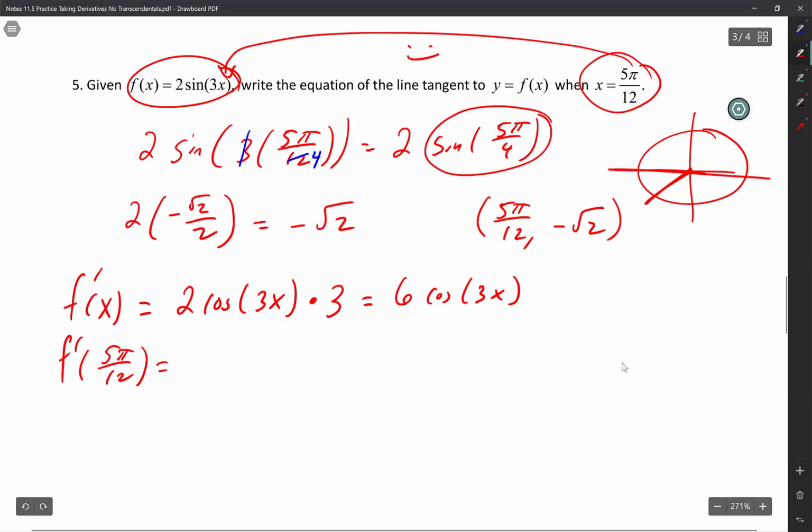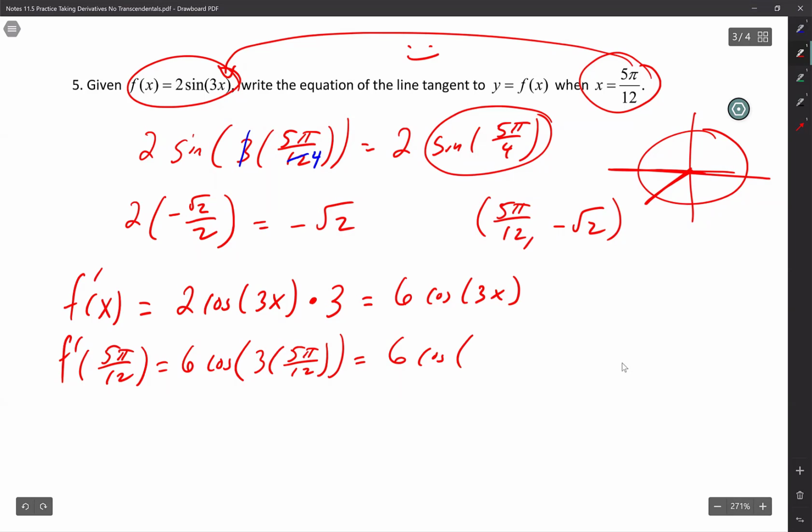What did I write to? 6 cosine 3 times 5 pi over 12. Again, that's going to be 6 cosine of 5 pi over 4. And cosine of 5 pi over 4 is negative square root of 2 over 2. So 6 times the negative square root of 2 over 2. They probably should have chosen a different angle than 5 pi over 12, but that's fine. So you're going to get negative 3 square root of 2.